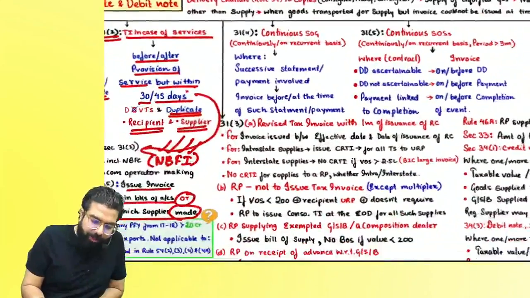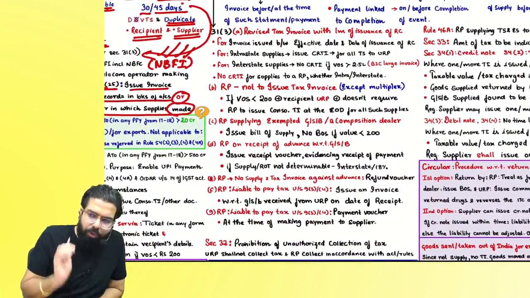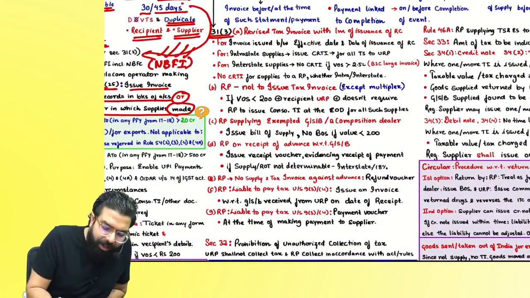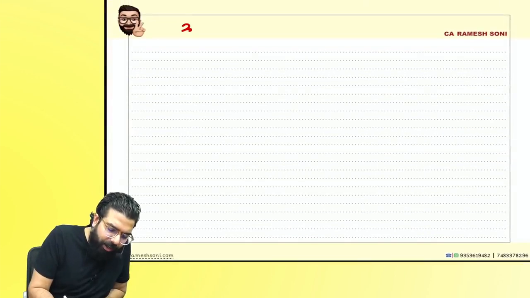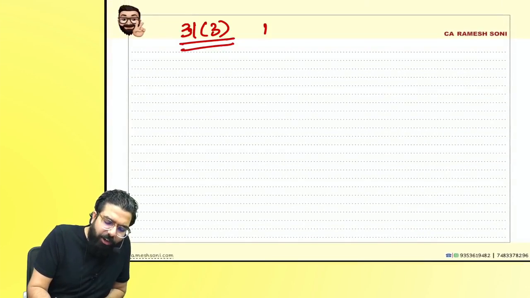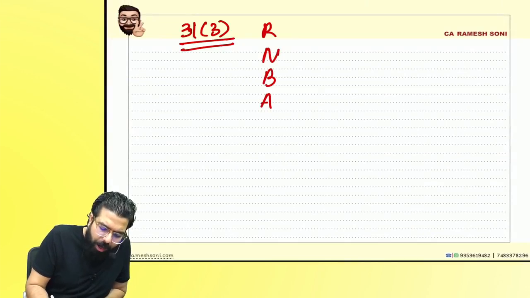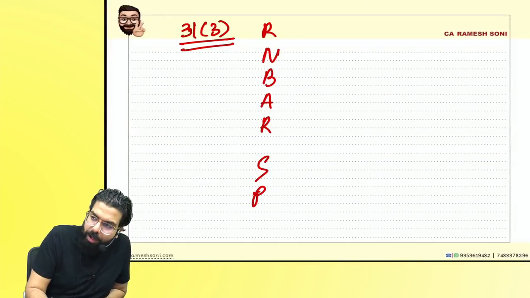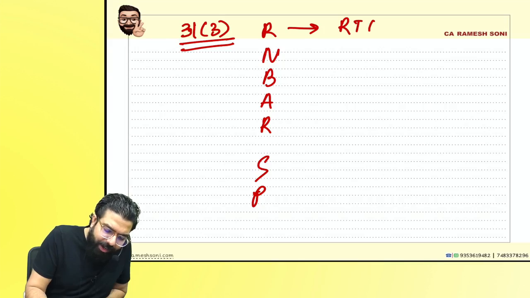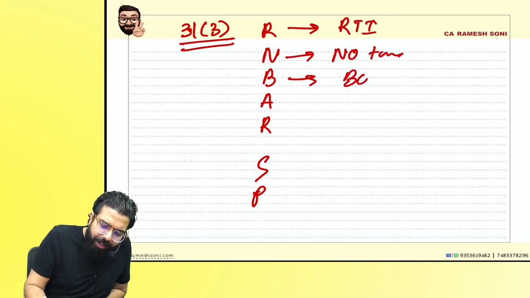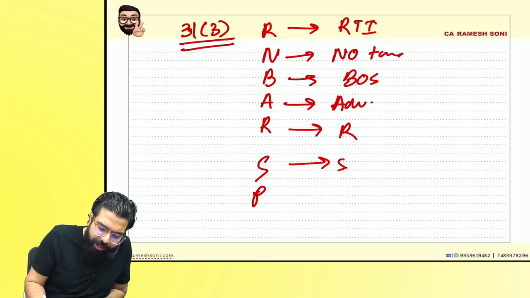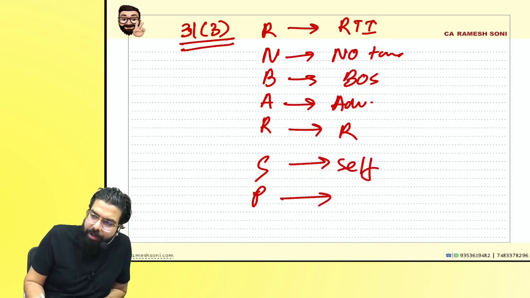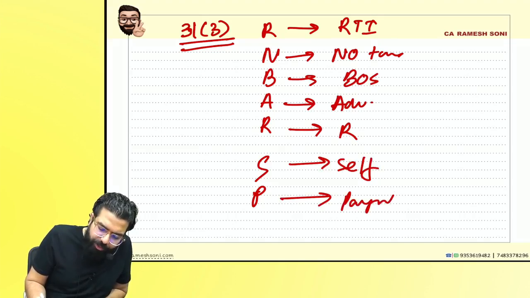Right, everyone? Section number 31(1) done. Section number 31(2) done. Section number 31(3) talks about RN bar SP. Right, everyone? R for revised tax invoice, N for no tax invoice, B for bill of supply in case of exempt supply, A for advance case receipt voucher, R for refund voucher, S for self invoice, P for payment voucher. Right, everyone?